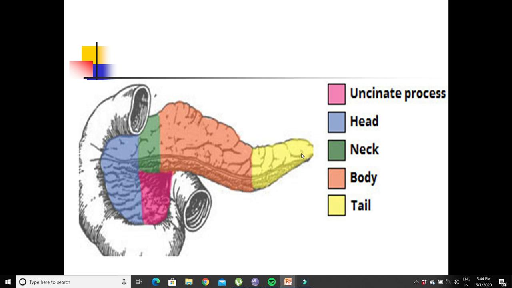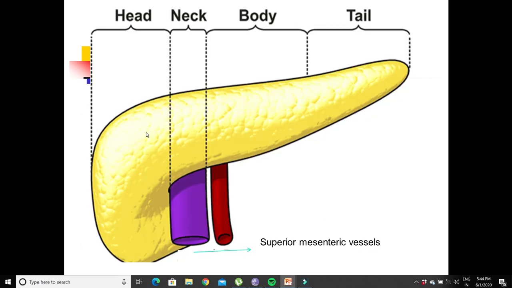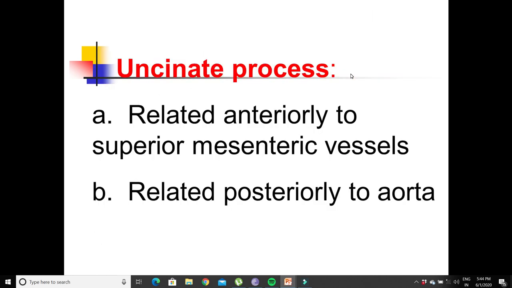The parts of the pancreas. The uncinate process we cannot see because anteriorly we have these vessels, and these are the superior mesenteric vessels. The superior mesenteric vessels lie anterior to the uncinate process. This is the head, neck, body and tail. So we are going to study these parts one by one. Let's study the uncinate process first.